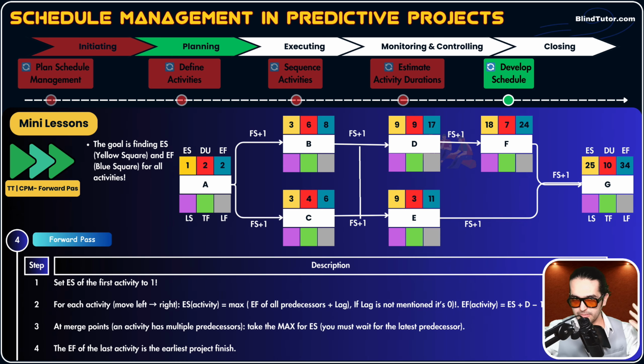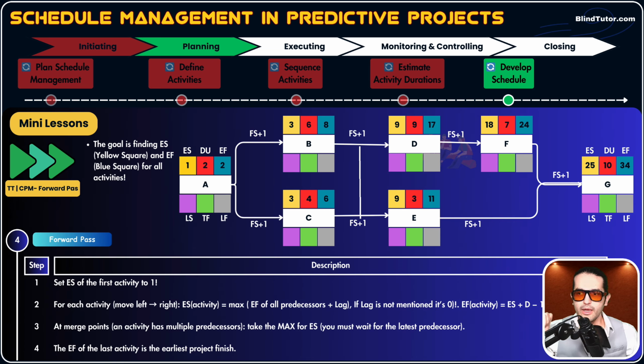And then we know some formulas. You can also do it conceptually. I've taught you how to do it conceptually without formula. But when you do it several times, you're going to learn: to calculate EF, just add ES plus duration minus 1. To calculate ES of the next activity, just add the lag to the EF of the previous activity. So you're going to do it fast while you repeat and repeat and repeat.